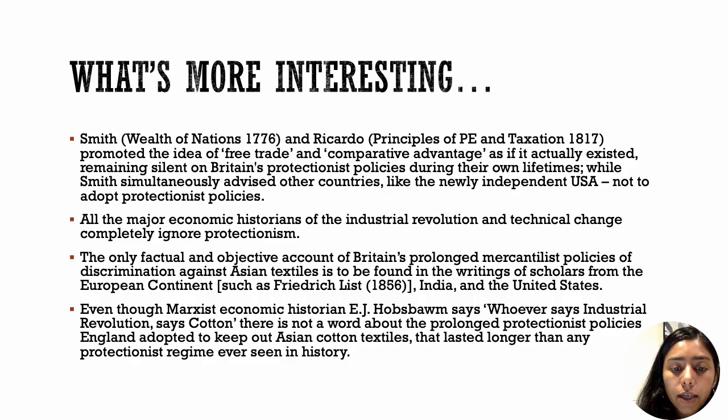After that, all the major economic historians of the Industrial Revolution and technical change completely ignored this phase of protectionism. The only factual and objective account of Britain's prolonged mercantilist policies of discrimination against Asian textiles is to be found in the writings of scholars from the European continent, India, and the United States. Even though Marxist economic historian E.J. Hobsbawm says, "whoever says industrial revolution says cotton," there is not a single word about the prolonged protectionist policies England adopted to keep out Asian cotton textiles that lasted longer than any protectionist regime ever seen in history.